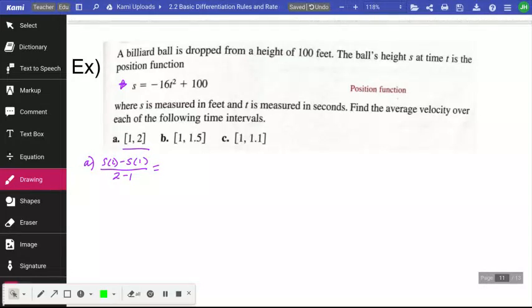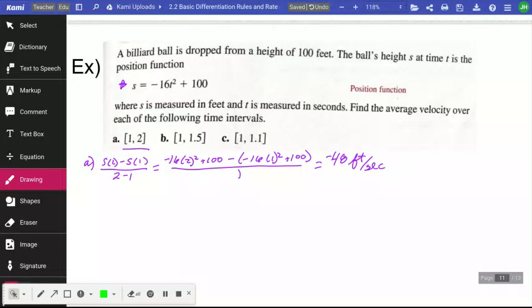All right, so I'm just going to have negative 16 times 2 squared plus 100, minus, I'm going to put in parentheses so I make sure I subtract all, negative 16 times 1 squared plus 100. All over 1, because 2 minus 1 is 1. All right, and when I simplify that and plug everything in very carefully, this is a problem you could do without a calculator. The numbers are not so large that you couldn't, but if you have a calculator, it'll be easier. And you'll get negative 48 feet per second.